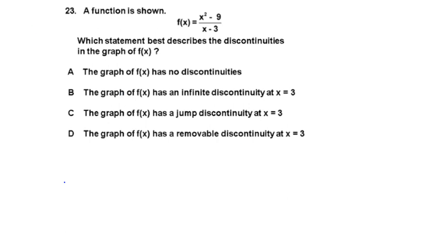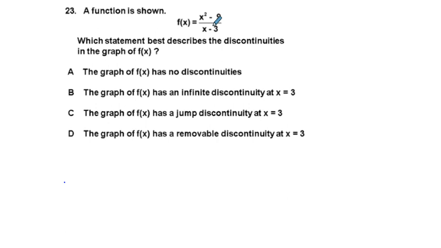Precalculus, Fall 2019 ACP Preview, Problem 23. This one, a function is shown. We have f of x equals x squared minus 9 over x minus 3. Which statement best describes the discontinuities in the graph of f of x?